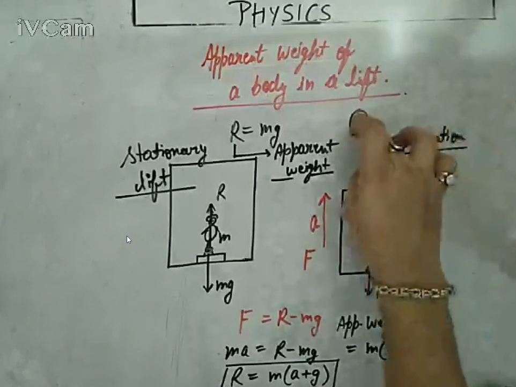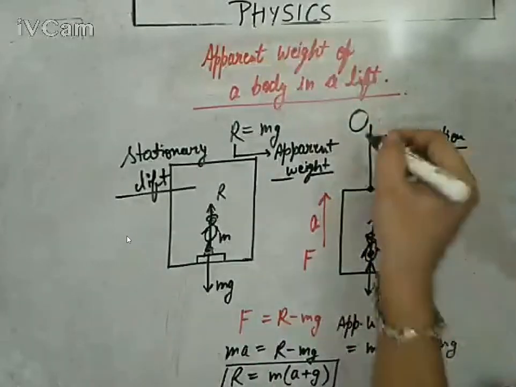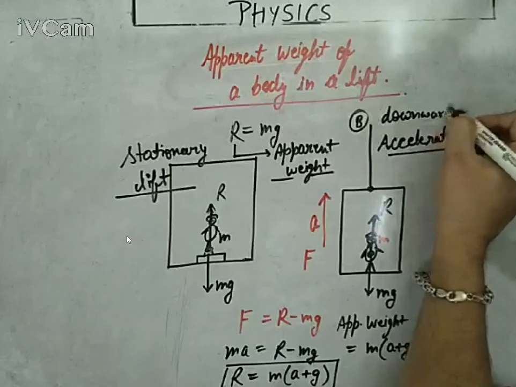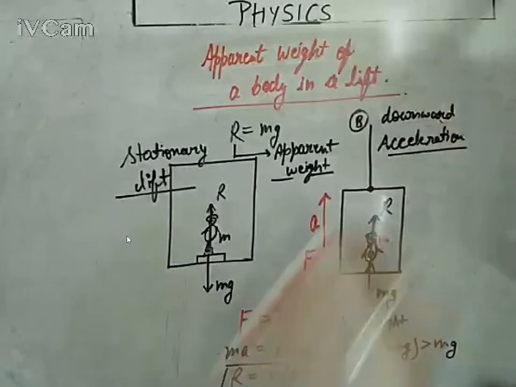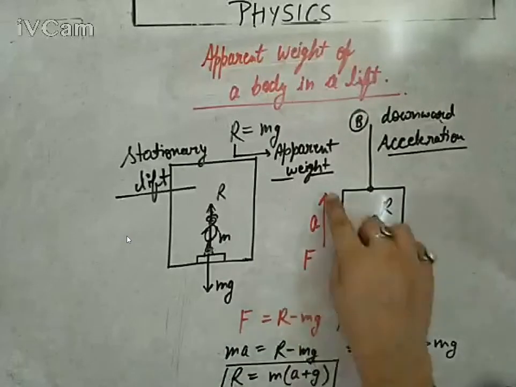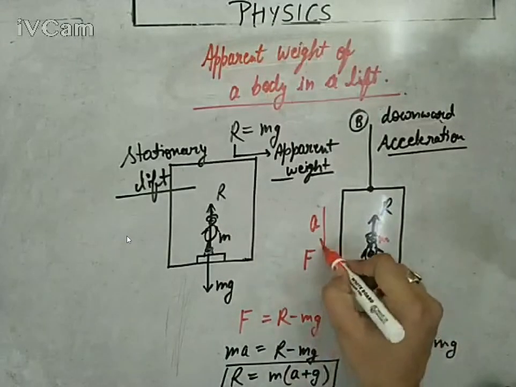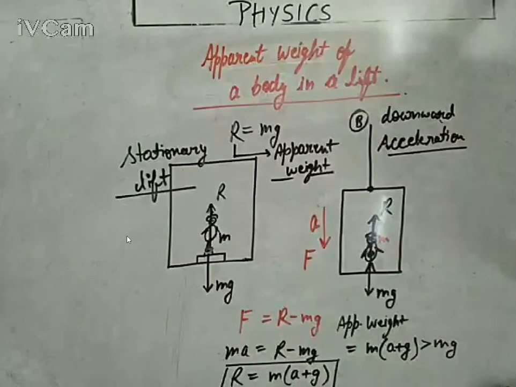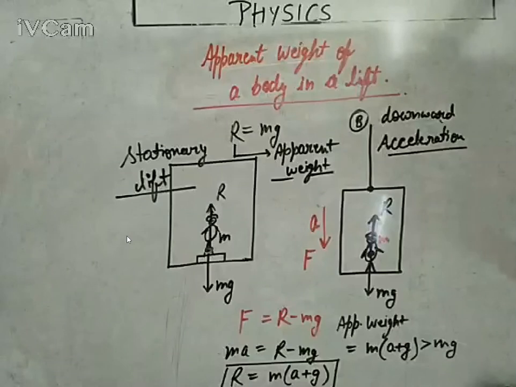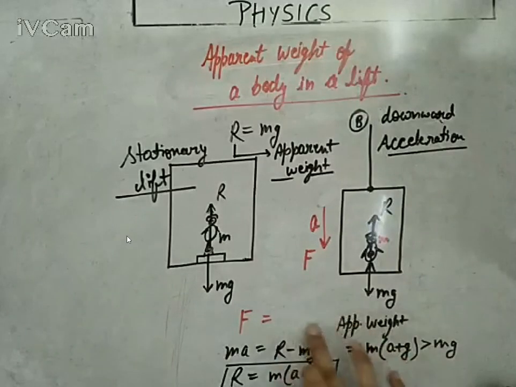Now for the situation when the lift is being accelerated in the downward direction, let me modify this for you. In that particular case, the overall acceleration of the lift would be in the downward direction, let's say the acceleration by which it is being accelerated is a. So if the lift is being accelerated in the downward direction, definitely mg is greater than R.